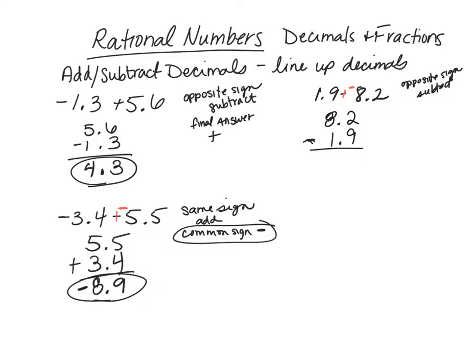So we're going to subtract 2 minus 9. I need to borrow from the 8 and make it a 7, and then this becomes a 12 instead of the 2. I'm going to add 10 more to that. And so 12 minus 9 now is 3. Bring down the decimal point. 7 minus 1 is 6. Opposite signs, that means the sign of the bigger number, which is negative, because the bigger number is the 8.2. So you have more negatives, so your final answer is negative 6.3.